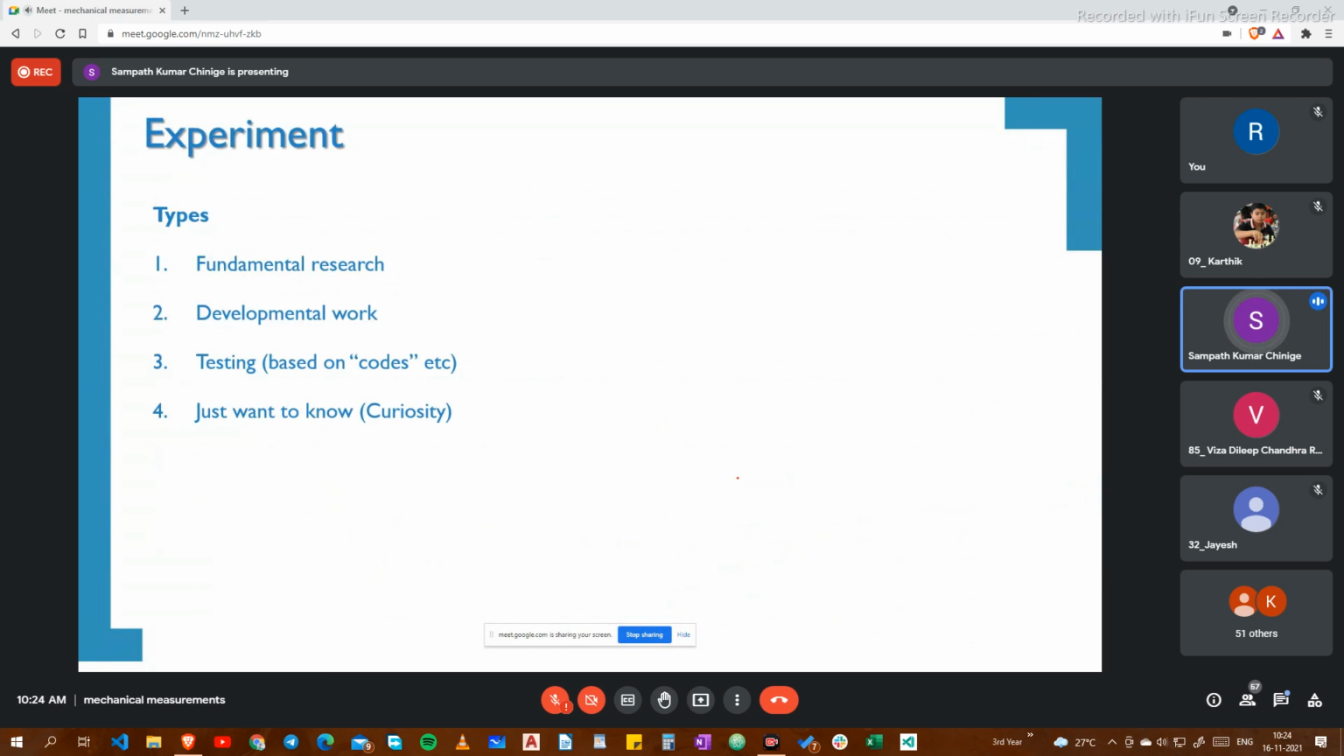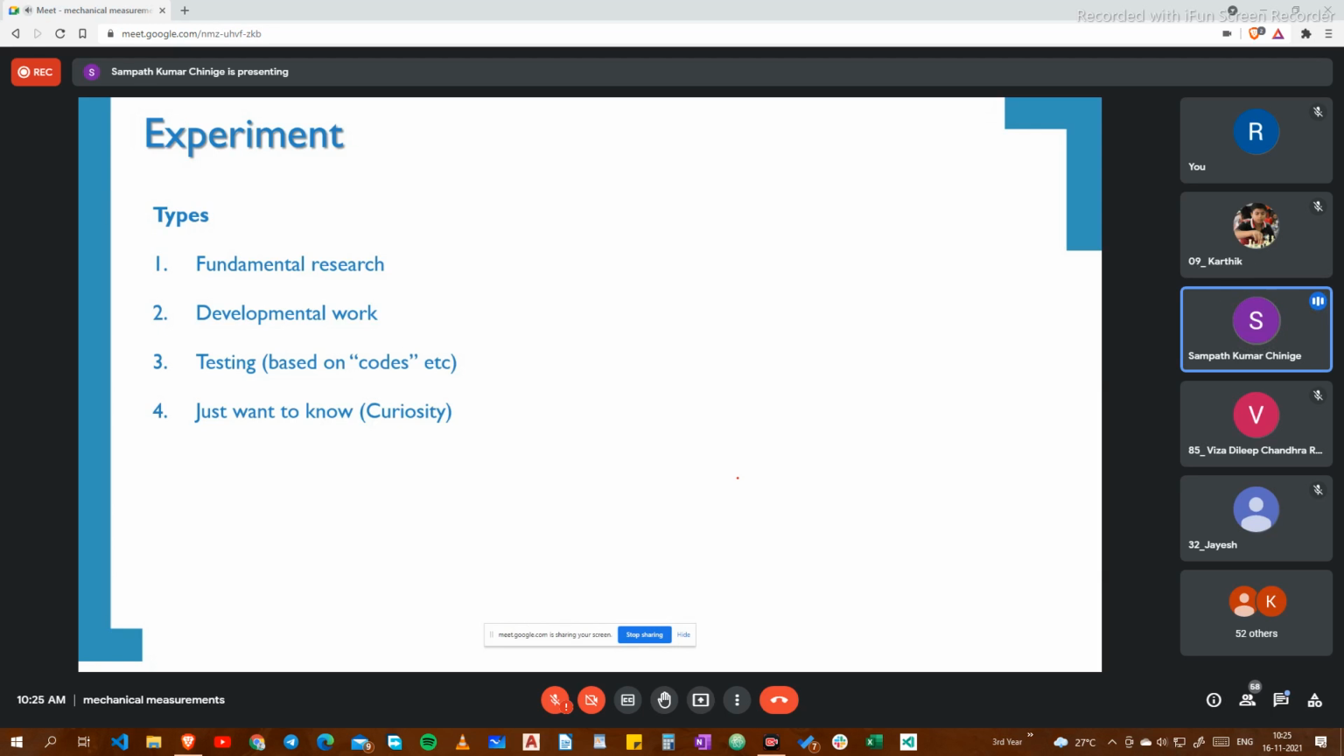The textbook gives the next title with 9 subheadings, like 9 different types of research that are possibly carried out. But I am trying to make them into basically 4 kinds of experiments. First is fundamental research. Second is developmental work. Third is testing based on codes, etc. And the fourth is just wanting to know, out of curiosity. So how do we differentiate these 4 types of experiments?